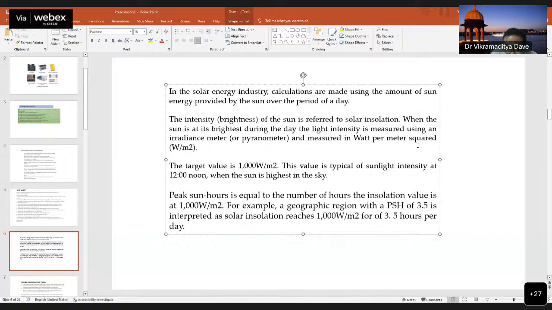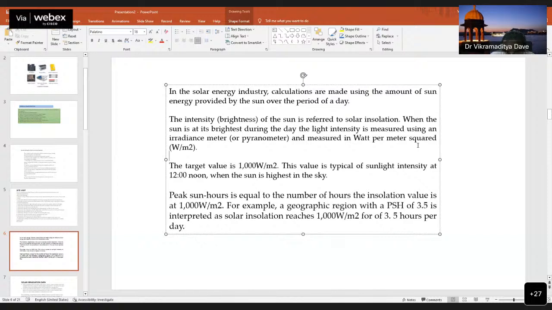So you must know this for each and every location where you want to go. If you are installing in Udaipur, then you should know what the solar insolation of Udaipur is. The target value is always 1000 watt per meter square. This is the standard value, and this typical value is obtained at 12 noon, when the sun is at the highest location in the sky in the south direction.